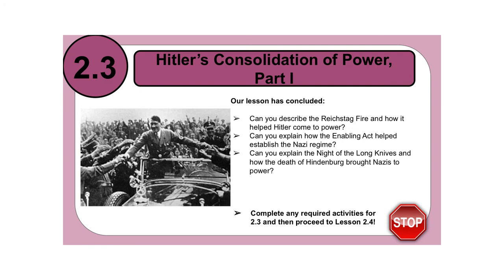All right, and so that is the first part of our consolidation of power. So we have two other parts coming out with that. But this part of the lesson has concluded. So, can you describe the Reichstag fire and how it helped Hitler come to power? Can you explain how the Enabling Act helped establish the Nazi regime? And can you explain how the Night of the Long Knives and how the death of Hindenburg brought about Nazis to power?